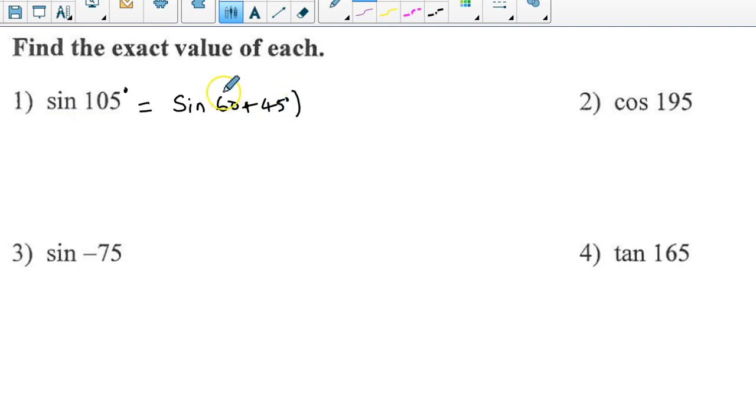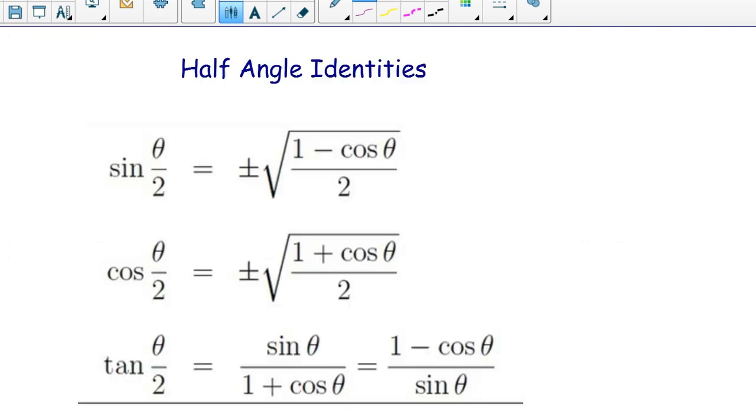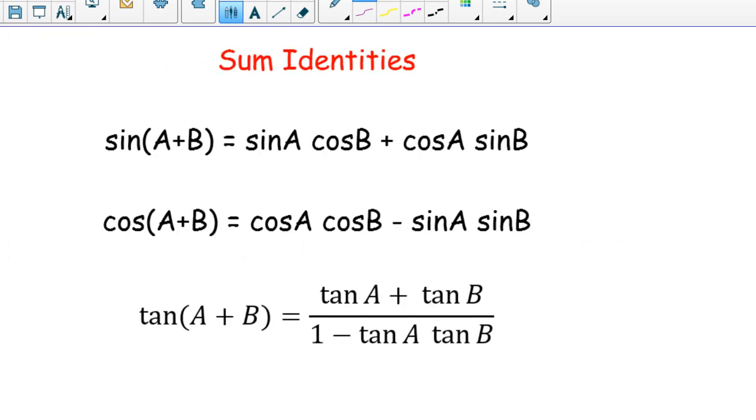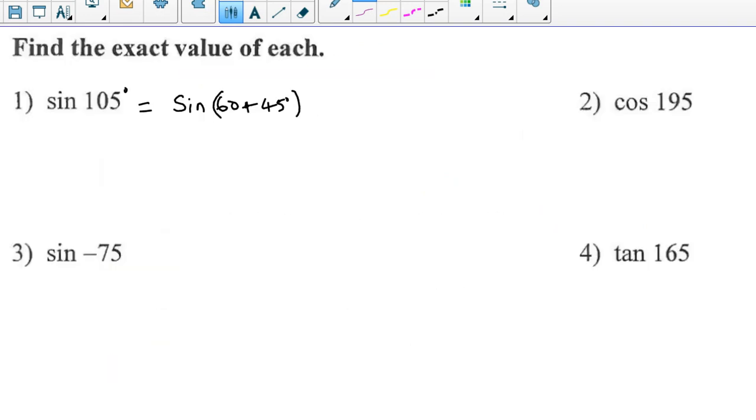Sine of 60 plus 45 is equal to 105, and we know the values of 60 and 45 by using that unit circle. Okay, now this changed into the form of a sum identity. We have those sum identities, difference identities here. Right, the sum identity is sine A plus B is sine A cosine B plus cosine A sine B. So we can make use of that identity here. Let me write it down.